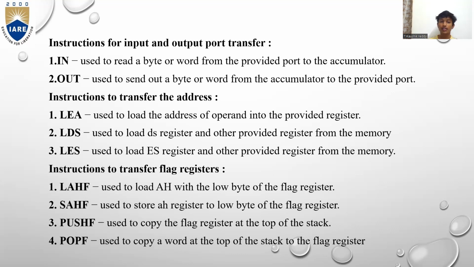Instructions to transfer the address. LEA is used to load the address of an operand into the provided register. Next, LDS is used to load the DS register and another provided register from memory. Next, LES is used to load the ES register and another provided register from memory. Next, instructions to transfer flag registers. LAHF is used to load AH with the low byte of the flag register. SAHF is used to store the AH register to the low byte of the flag register. PUSHF is used to copy the flag register to the top of the stack. POPF is used to copy a word at the top of the stack to the flag register.